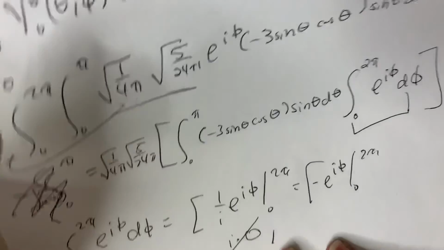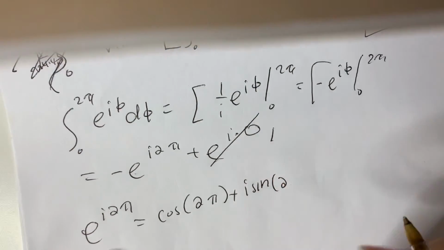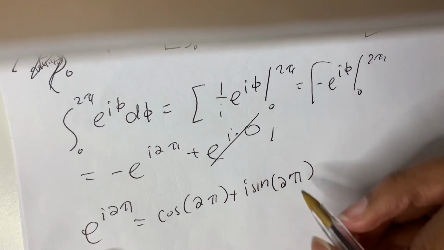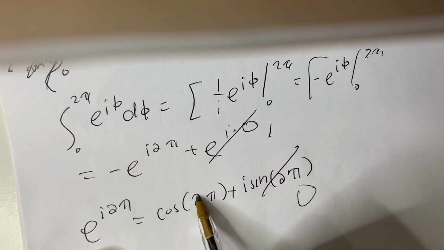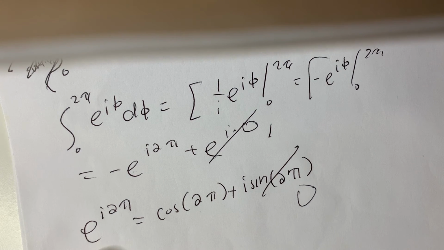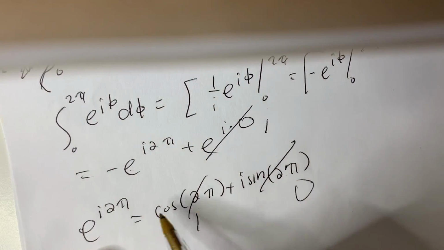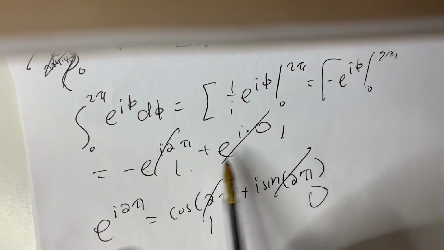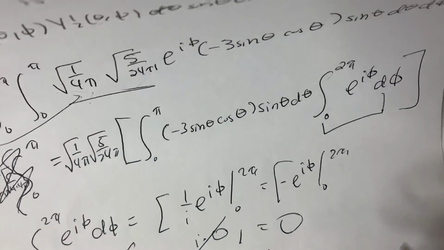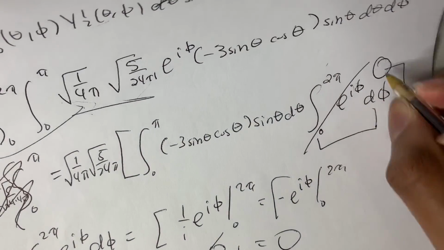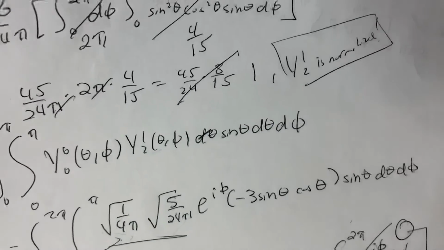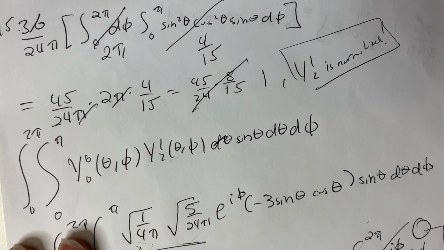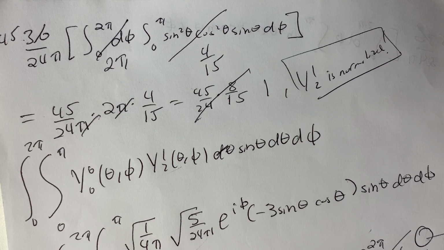Sine of 2 pi is 0. Cosine of 0 is 1, cosine of pi is minus 1, so cosine of 2 pi is also 1. So e to the i 2 pi is 1, and we have minus 1 plus 1, which is 0. That means this integral is 0, and 0 times anything is 0, so this entire thing is 0. So these angular wave functions are orthogonal, and they're both normalized.